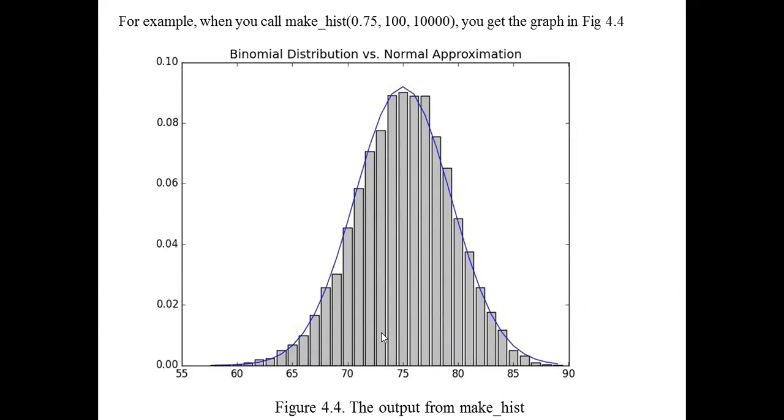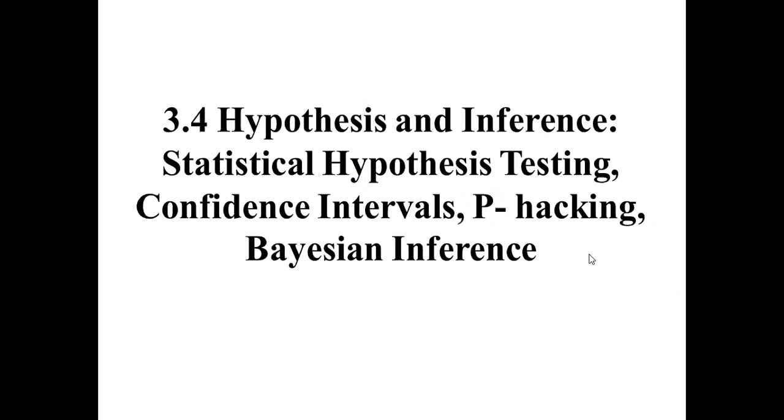Okay, now let us go for the next point. Hypothesis and inference. Within that, we are going to learn about 4 points: statistical hypothesis testing, confidence intervals, p-hacking, and Bayesian inference. So can anybody tell me what is meant by hypothesis, or what is meant by inference?